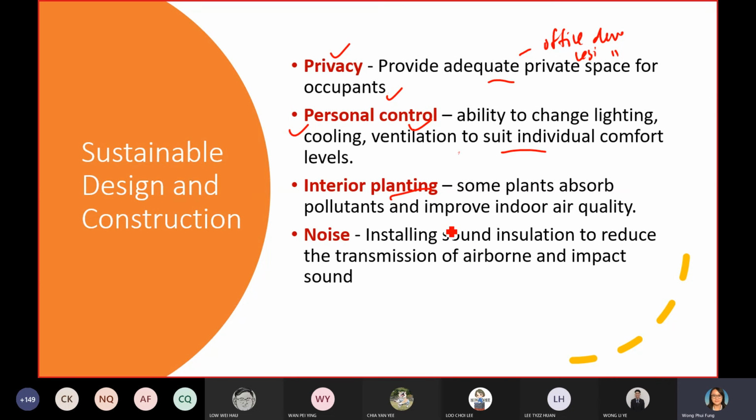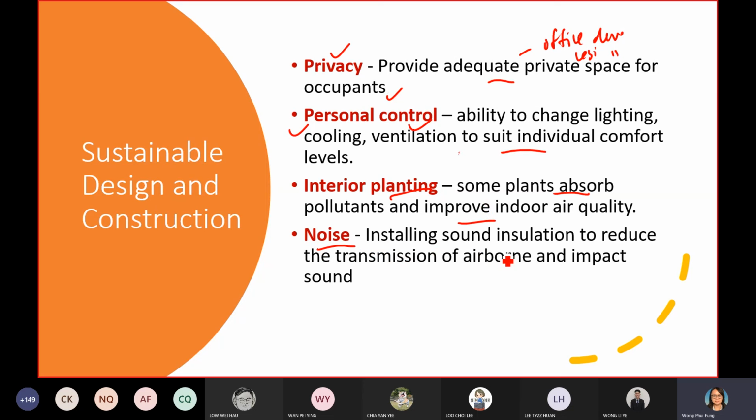Okay. Interior planting: some plants absorb pollutants and improve air quality. So for residential buildings, office buildings or even commercial buildings, you can see that they will incorporate some interior plants, because some of these plants are able to absorb the bad pollutants and improve the air quality. So this can be done also by the developer.